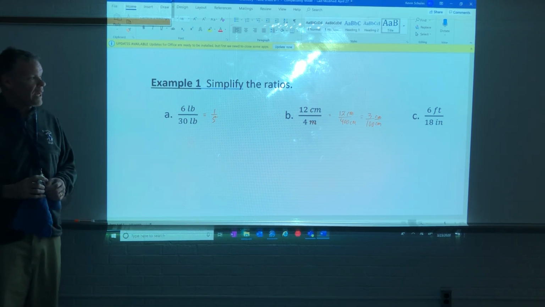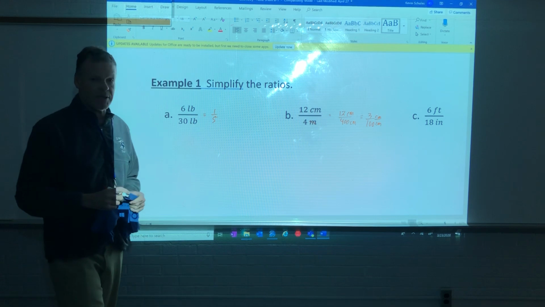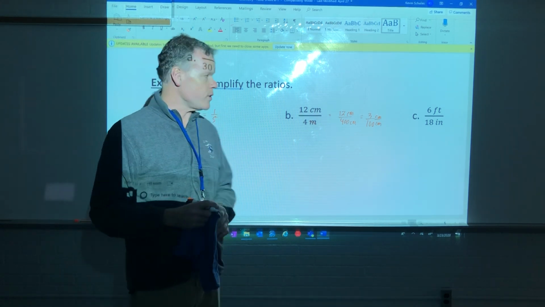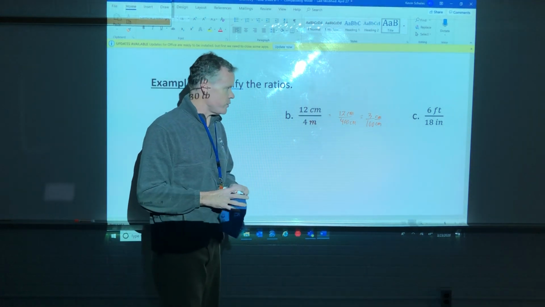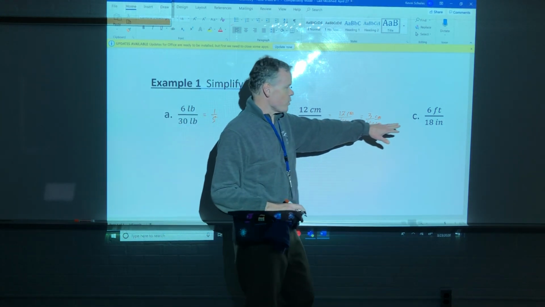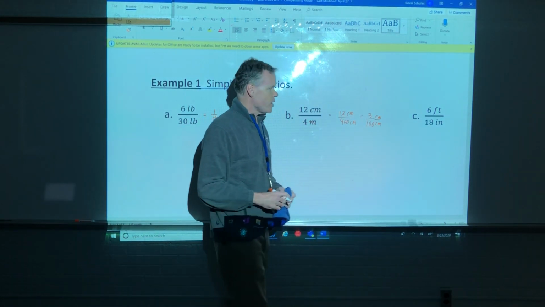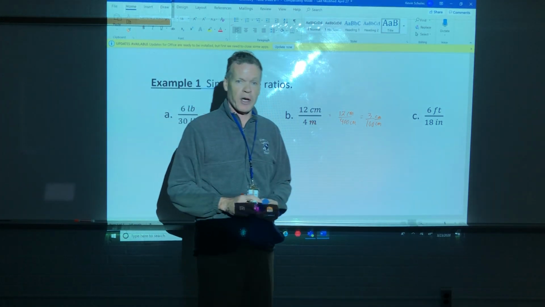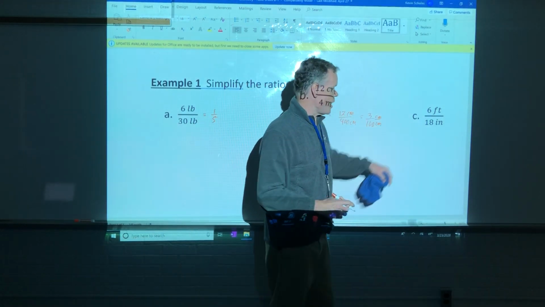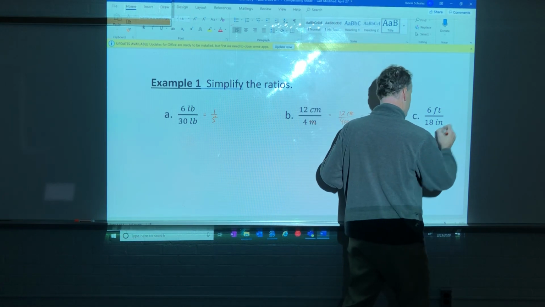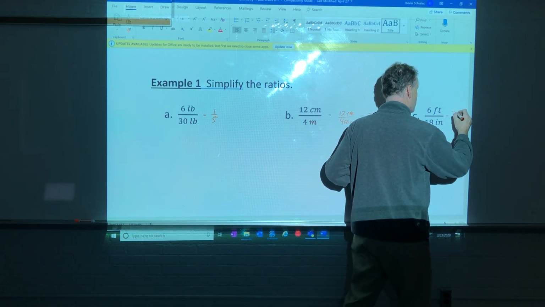Now, we look at our next one. We have 6 feet over 18 inches. Again, you've got to have the same unit of measurement. And we want to go with the smaller unit of measurement. The smaller unit of measurement is inches, so we want to put everything in inches. So we know there's 12 inches in 1 foot. So we're going to do 6 times 12, or 72 inches.